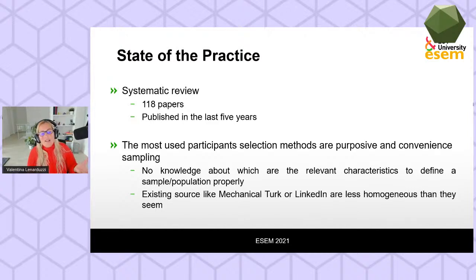the participant, and if they highlighted in the threats to validity some problem that can affect the validity of the study itself. So we identified that the most used participant selections are purposive and convenience sampling. So there is no knowledge about which are the relevant characteristics to define the sample of the population properly. And we also identified that the existing sources like Mechanical Turk and LinkedIn are less homogeneous than they seem. So this initial systematic review confirmed in total what was the problem highlighted in the last decade.